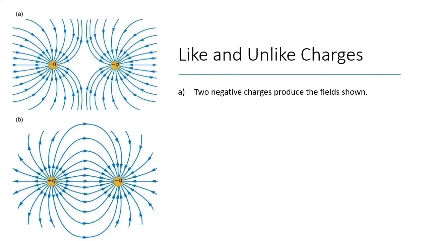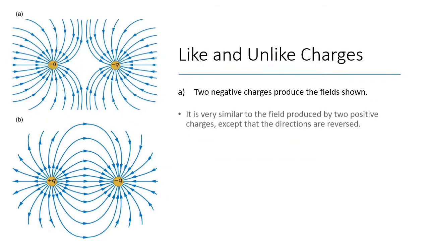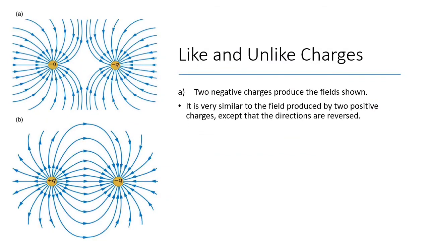Two negative charges produce the fields shown in A. It is very similar to the field produced by two positive charges, except that the directions are reversed. So you know that negative field lines go towards the charge, whereas if it is positive, it'll go away from the source charge.